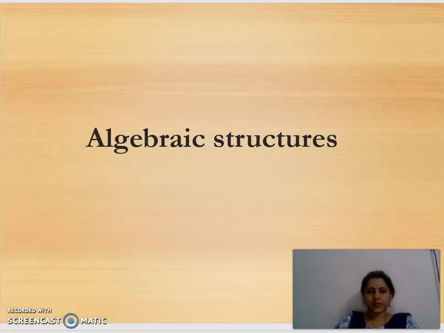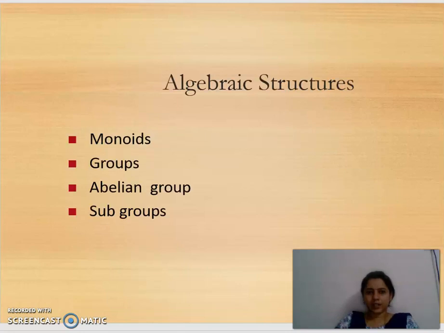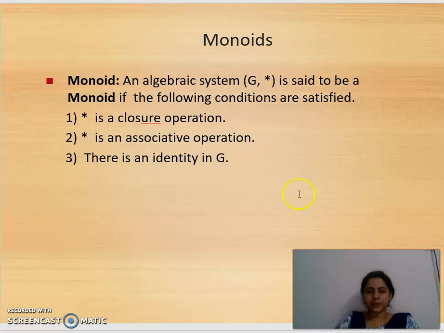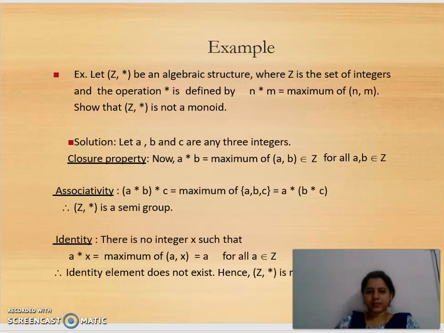Hello everyone, in this video I will explain a few more algebraic structures. Those are monoids, groups, abelian groups and subgroups. So first, a monoid: an algebraic system (G, *) is said to be a monoid if it satisfies the following properties. One is the closure property, another one is the associative property, and it must contain one identity element.